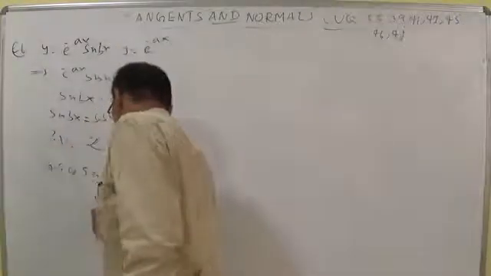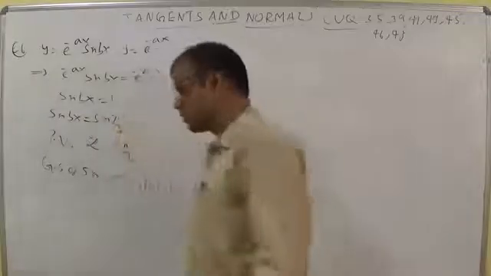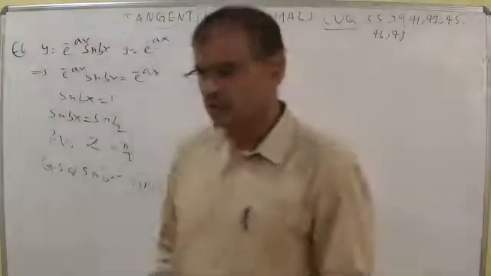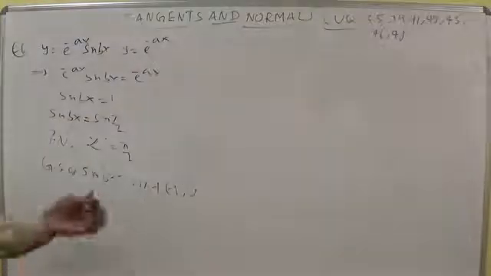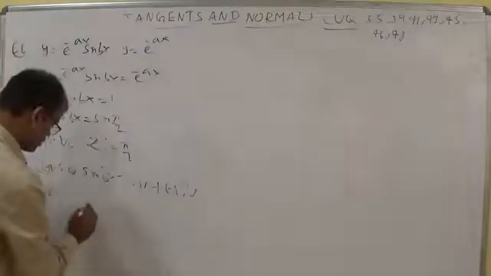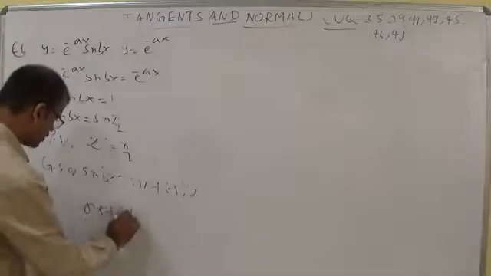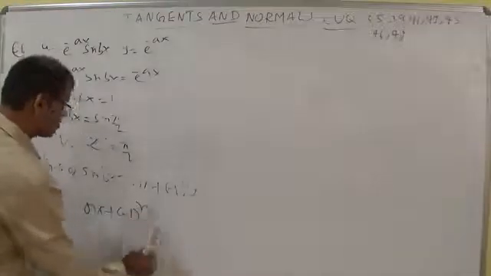n pi plus of minus 1 whole power n into pi by 2. Sorry for the distance, just wait. If you write here, n pi plus of minus 1 whole power n into pi by 2.